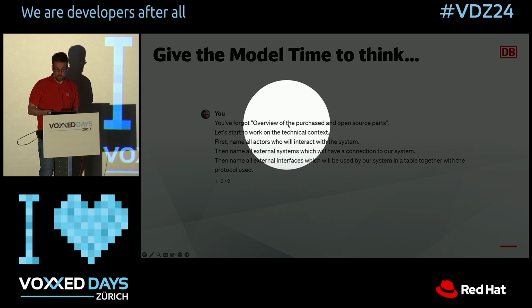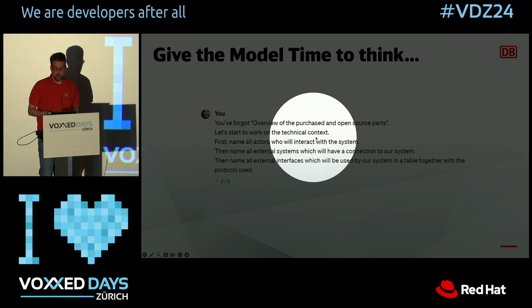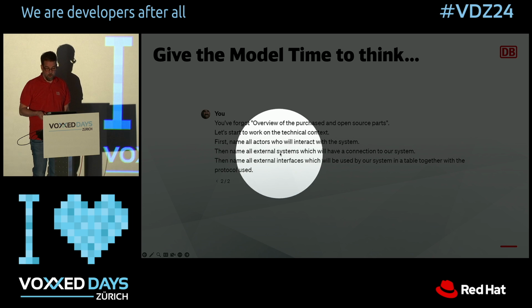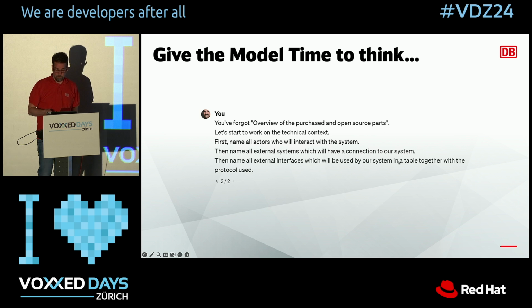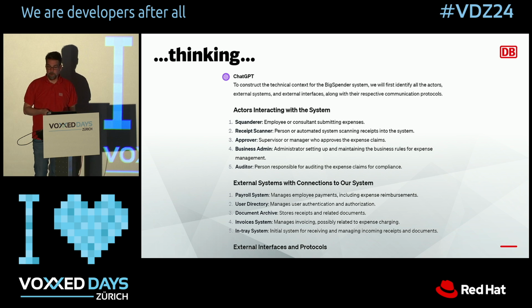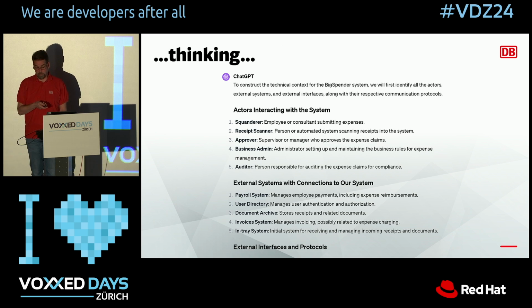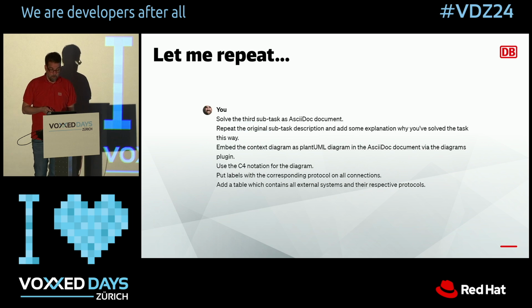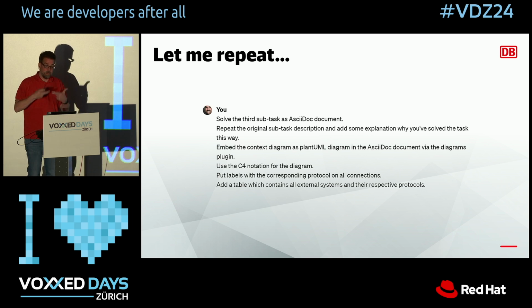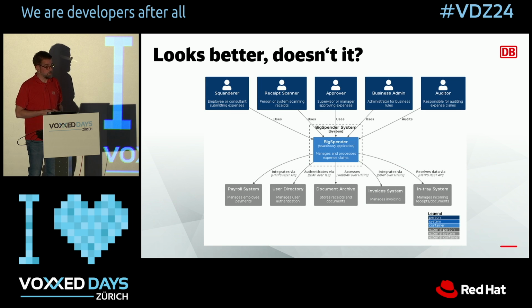Let's start to work on the technical context. First, name all actors, then name all external systems, then name all external interfaces. And now I get an overview. This is exactly what I want to see in the technical context. And now I repeated my prompt, and now I get a good technical context.